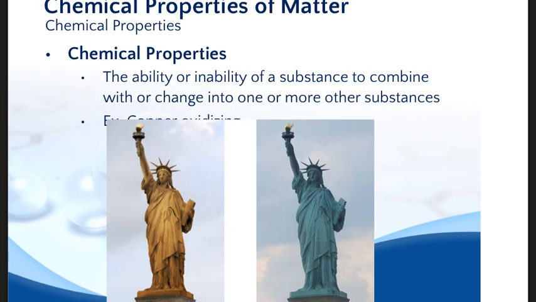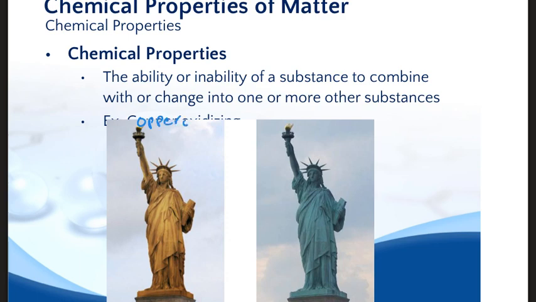And the last one here, the first part of the day, is chemical properties. So we talked about physical with extensive and intensive. Chemical properties are talking about the ability or inability of a substance to combine with or change into one or more other substances. So this is how it behaves in the presence of other things. A good example here is copper oxidizing. I know this got cut off a little bit.